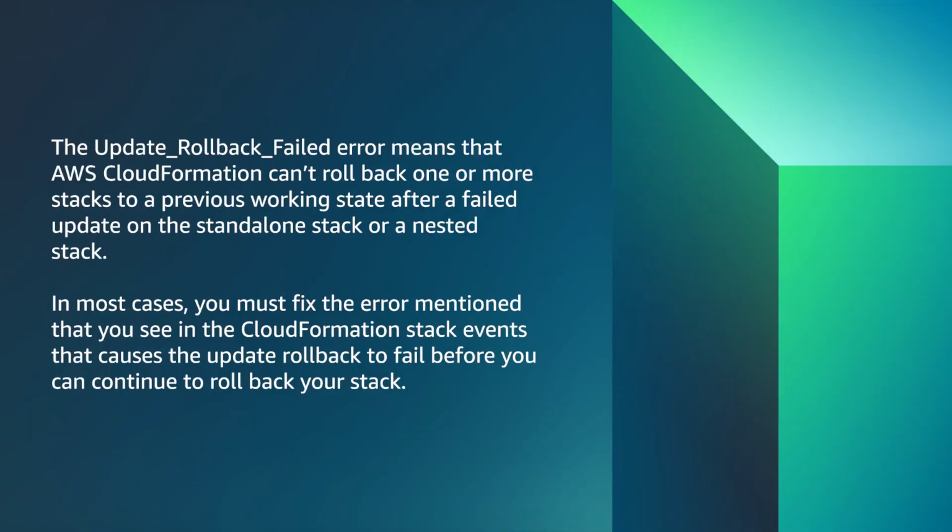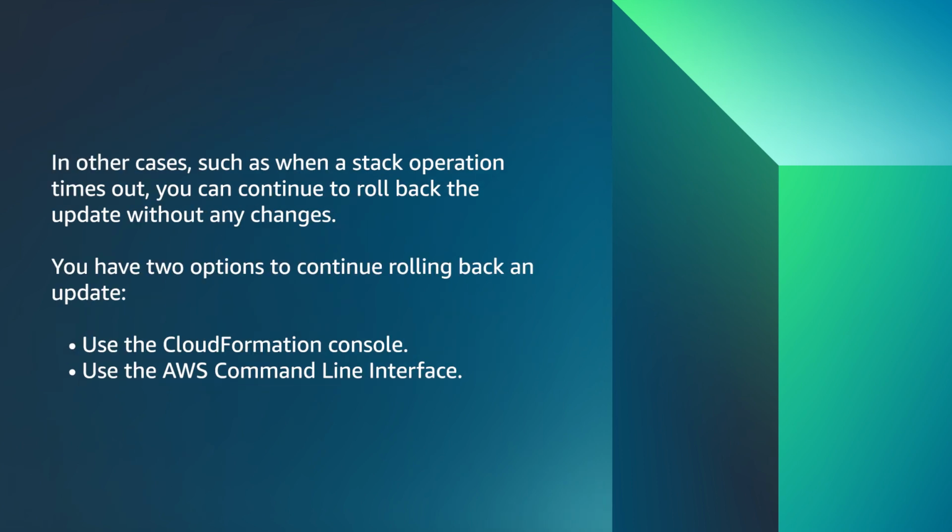The update rollback failed error means that AWS CloudFormation can't roll back one or more stacks to a previous working state after a failed update on the standalone stack or a nested stack. In most cases, you must fix the error that you see in the CloudFormation stack events that causes the update rollback to fail before you can continue to roll back your stack. In other cases, such as when a stack operation times out, you can continue to roll back the update without any changes. You have two options to continue rolling back an update.